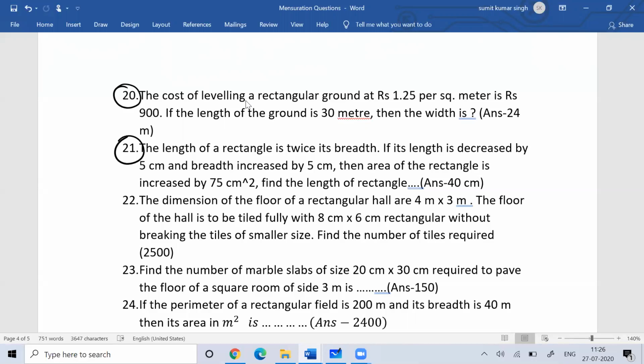So next question is the cost of leveling a rectangular ground at 1.25 rupees per square meter. You can see per square meter is given, means you have to find the area. So the cost is 900. If the length is 30, what is the width? You take width as x.